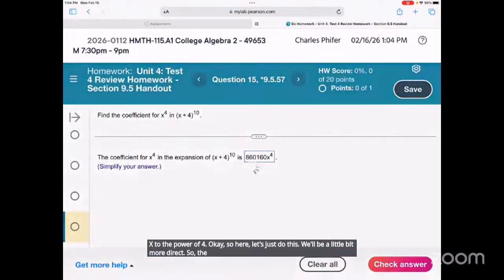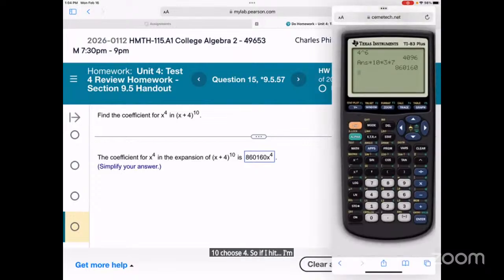So the calculator can crunch combinations, right? So we're saying what? 10 choose 4. So if I hit, I'm going to do parentheses 10. I'm going to hit math. I think it's number, I got to find it. There it is. So over at probability number 3. So 10 choose, it should be 6. Times 4 to the power of 6. Okay. 80, 60, 81, 60.